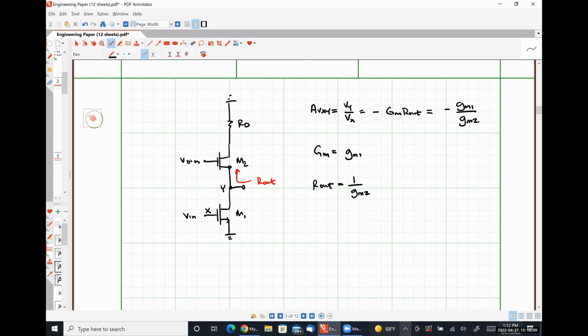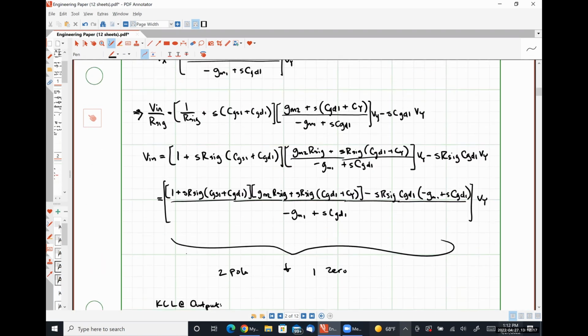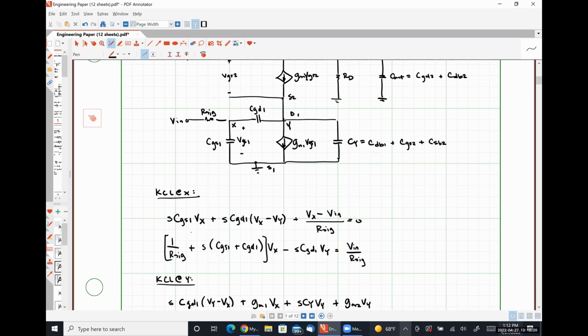So this is the scaling factor that we're going to apply to our capacitance, right? So if we go back here real quick to our small signal model, CGS1 would be replaced by CGS1 plus CGD1 times a factor of 1 plus GM1 over GM2. And then CY would have added to it a factor of CGD1 times 1 plus GM2 over GM1.